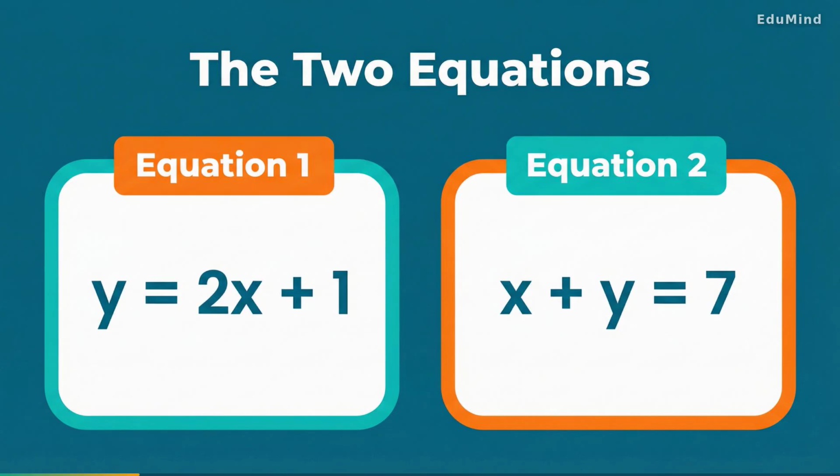Equation 1 is special. Why? Because it already tells us what y is. It says y is equal to 2x plus 1. Think of equation 1 as a name tag. Y's name tag says, I am 2x plus 1. So, wherever we see y in equation 2, we can swap it with 2x plus 1.